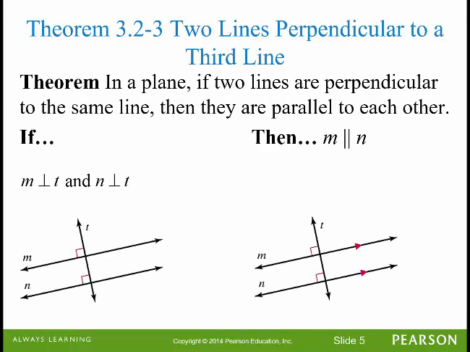All right, so we got a theorem here. And this theorem is called two lines perpendicular to a third line. So in a plane, if two lines are perpendicular to the same line, they are parallel to each other. So what I'm saying here is if line M is perpendicular to line T and line N is perpendicular also to line T, then we're able to conclude that it has to be that line M and line N are parallel to each other. And we get that notation. All right, so if it's cut by a transversal here, basically what I'm saying, and it forms two 90-degree angles on each line, those lines M and N are parallel.